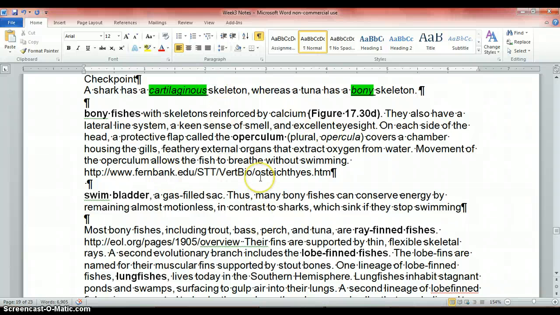And they've got the skeleton now. The swim bladder, another thing that makes them more complex, let's not say evolved, is a gas-filled sac. And this is how bony fishes can conserve energy by remaining almost motionless, while sharks have to constantly move or they'll sink.